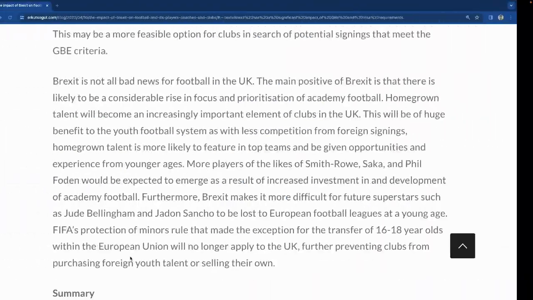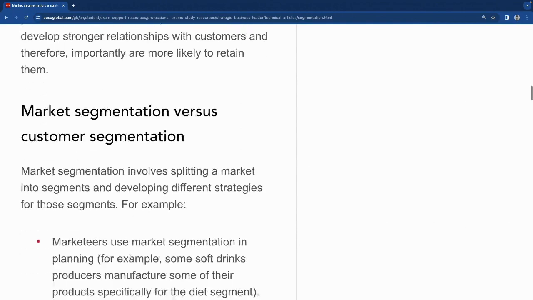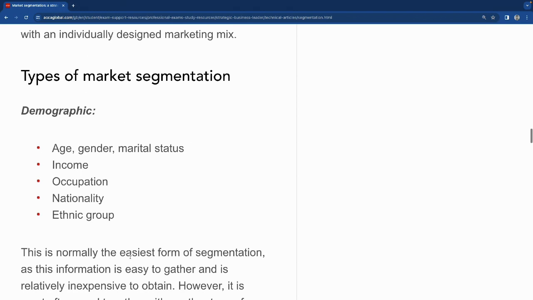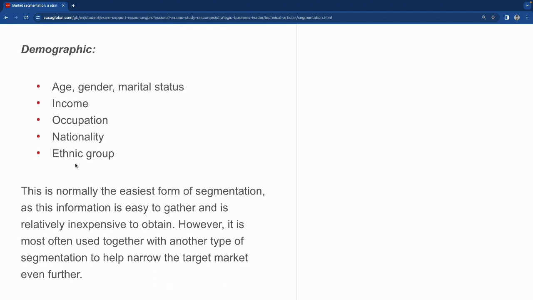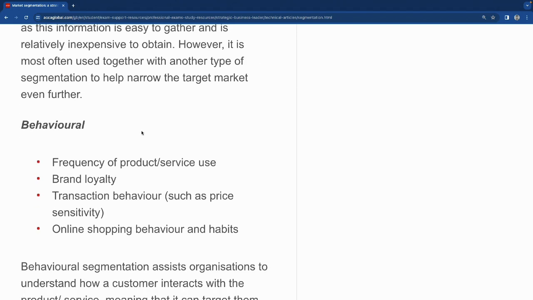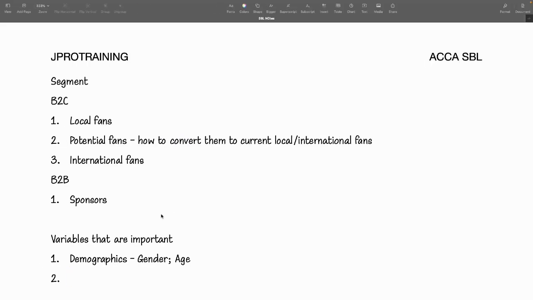Okay, let's look at the technical article here. Why it's important? Here you got this idea of age, gender, marital status being important. Income, occupation, nationality, yes, nationality is quite important in this case. Ethnic grouping, not so critical. So I'm thinking nationality, age, and gender. Then you have behavior, which could be loyal and not loyal. The online shopping behavior is quite important because you do have online. So I'm just going to make a note there for you.